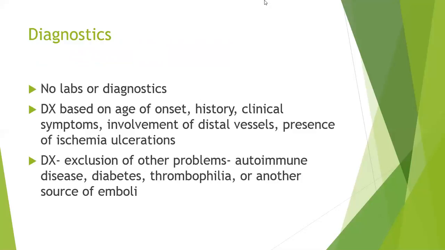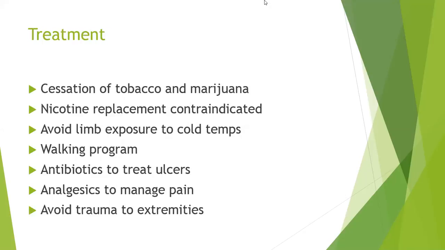No labs or diagnostics are used to diagnose Buerger's disease. It's diagnosed based on age, symptoms, involvement of distal vessels, and presence of ischemic ulcerations. We want to exclude any autoimmune disease, diabetes mellitus, and thrombophilia. The treatment is cessation of tobacco, whether they're smoking tobacco or smoking marijuana. Avoid limb exposure to cold, exercise, antibiotics for ulcers, and analgesics for pain.